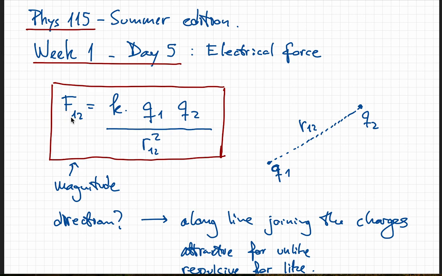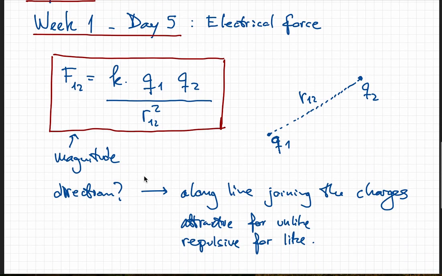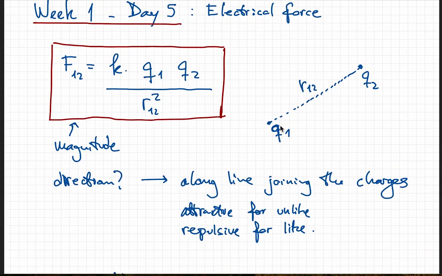The magnitude of the force is a constant times q1 times q2 divided by r12 squared. So it's directly proportional to the magnitude of the charges and inversely proportional to the square of the distance between them. Now forces are vectors, so we need to talk about the direction of the force, and the force is along the line joining the charges. What does this mean? It means that this force is the force on charge 1 due to charge 2, and it's along this line joining the charges.